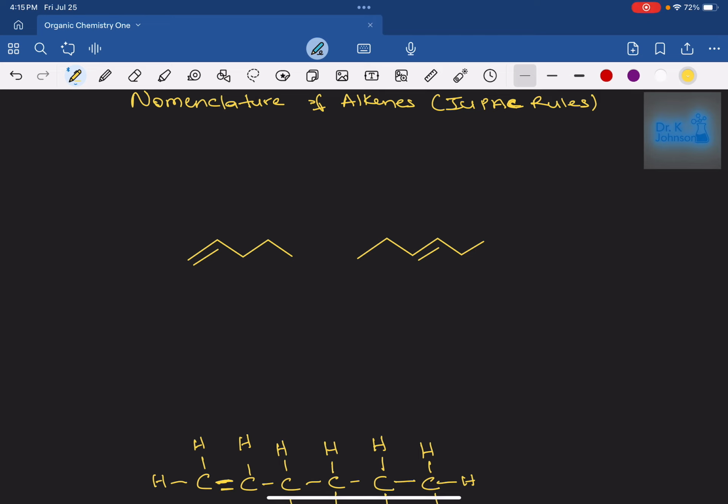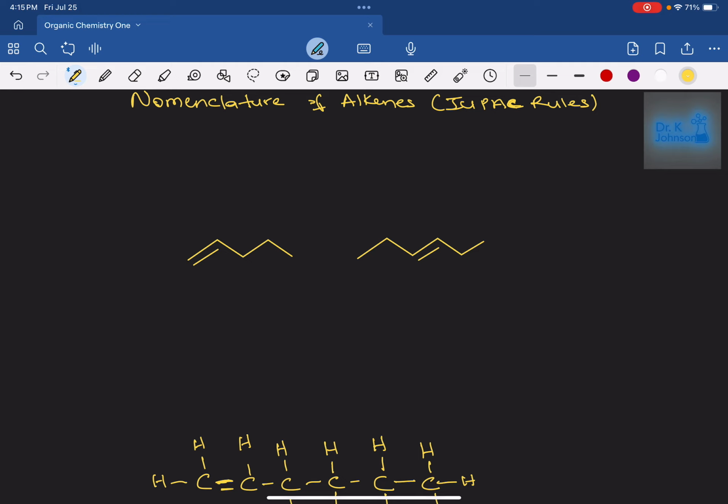When you number your longest chain of carbons, your parent chain, the carbon-carbon double bond must be included in your longest chain of carbons. That's one. Two, you number your longest chain of carbons from the end that gives the double bond the lowest set of numbers, right? So whether it's a straight chain or if you have a substituent, don't number to give the substituent the lower number. The double bond rules. You number so that the double bond has the lower set of numbers.